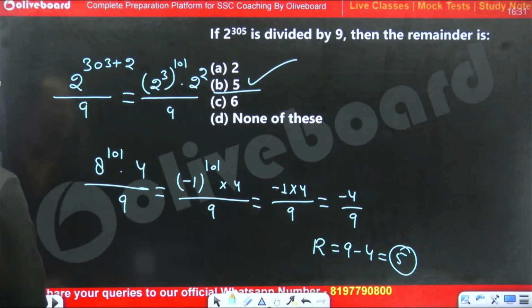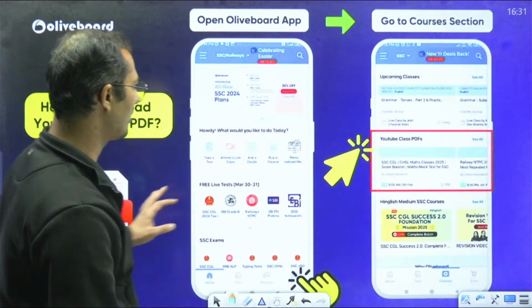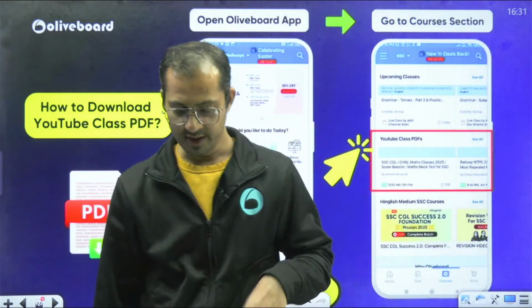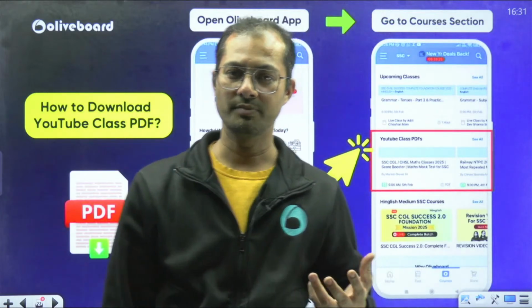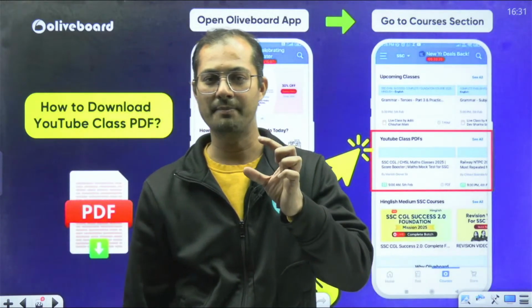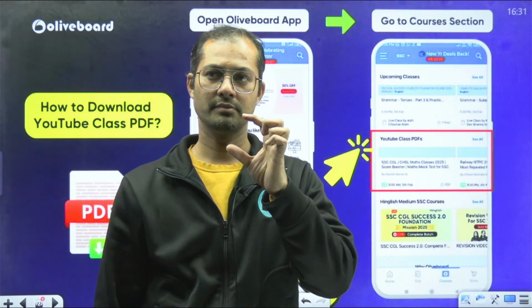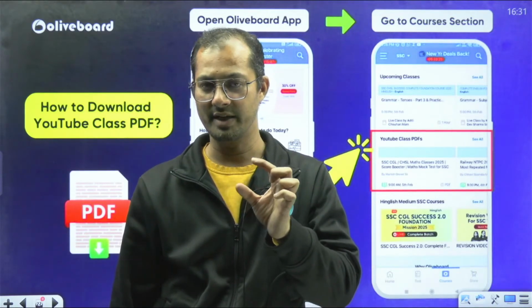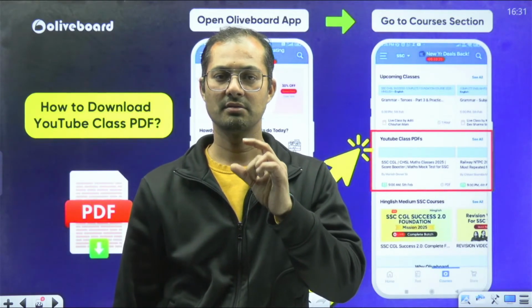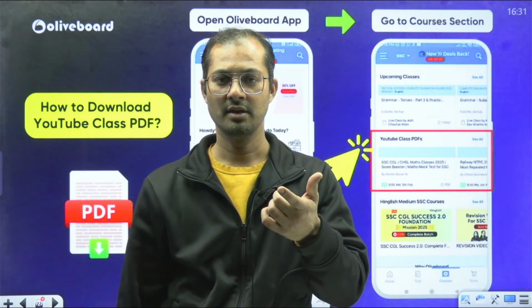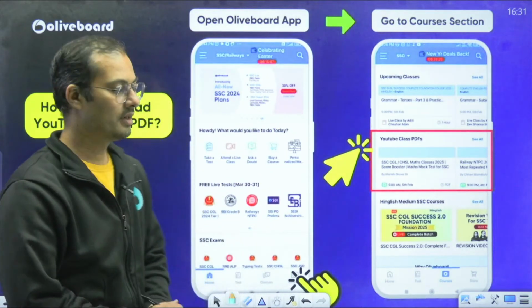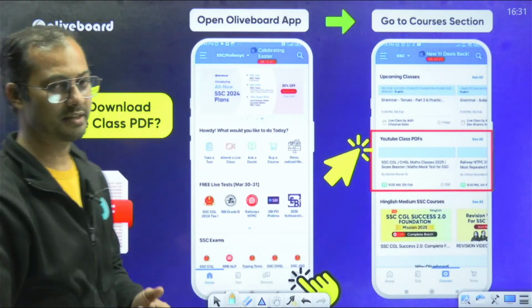So I hope this thing is very much clear. So this is all for today. We have covered the very simple type. In the next session on remainders, we will see what to do if the gap between the base and divisor is not plus 1 or minus 1, but more than 1. In that case, we will use the totient rule. So in the next class, we will see the totient rule.